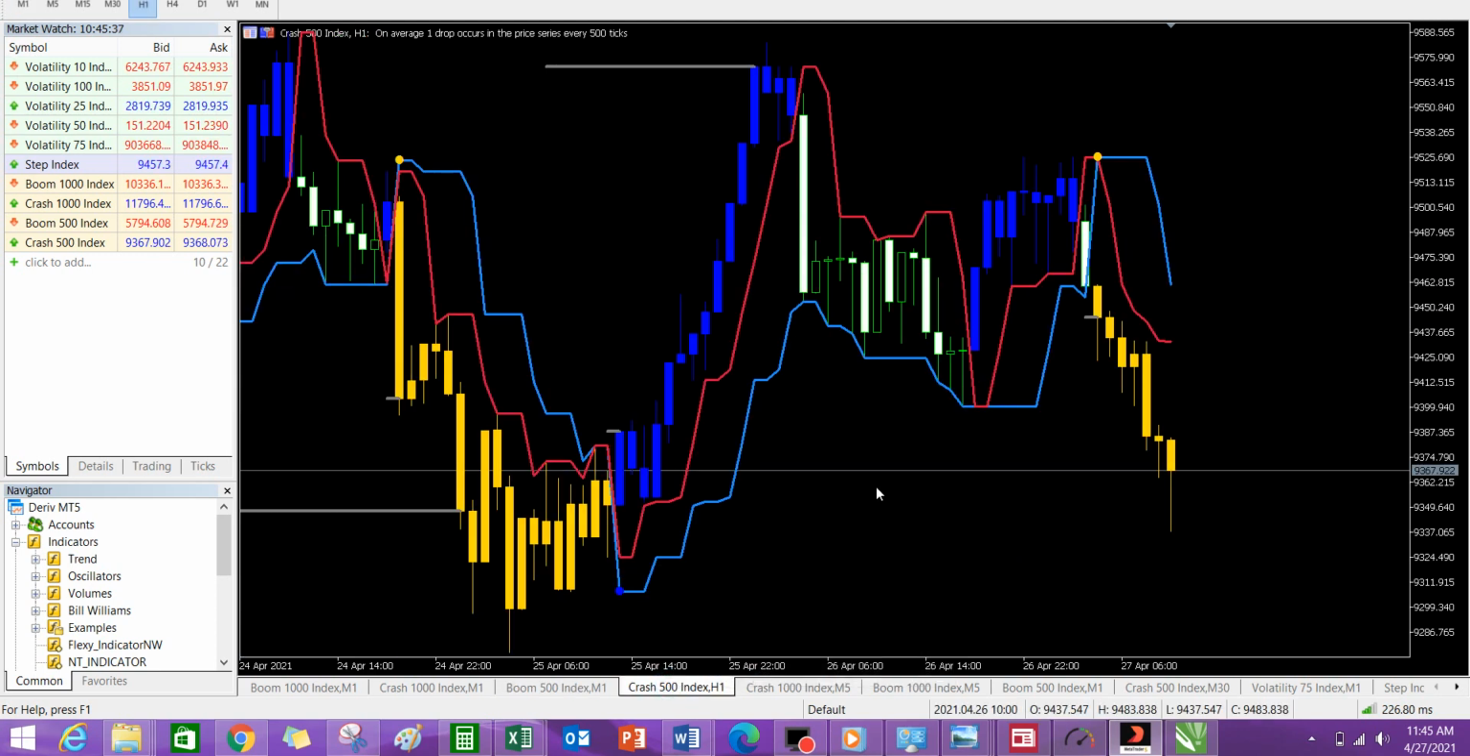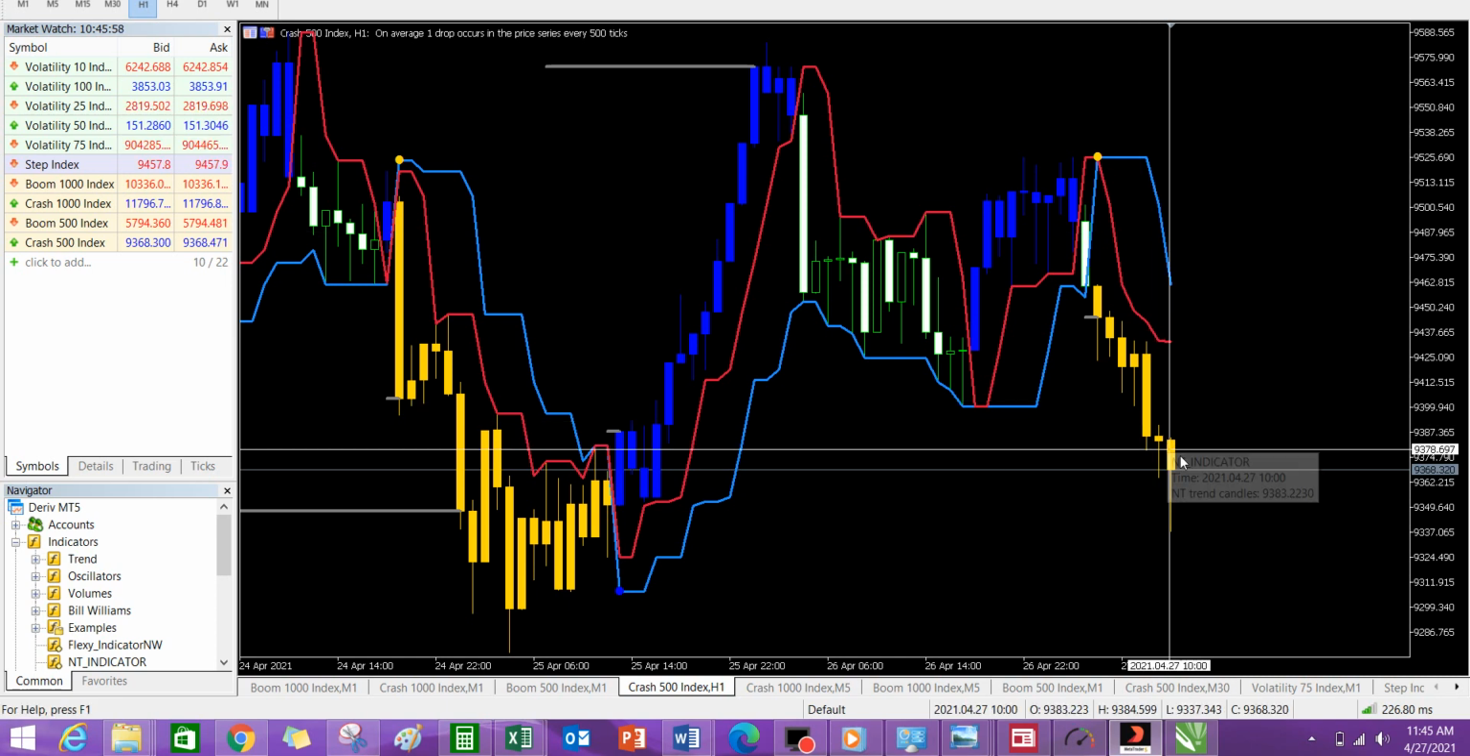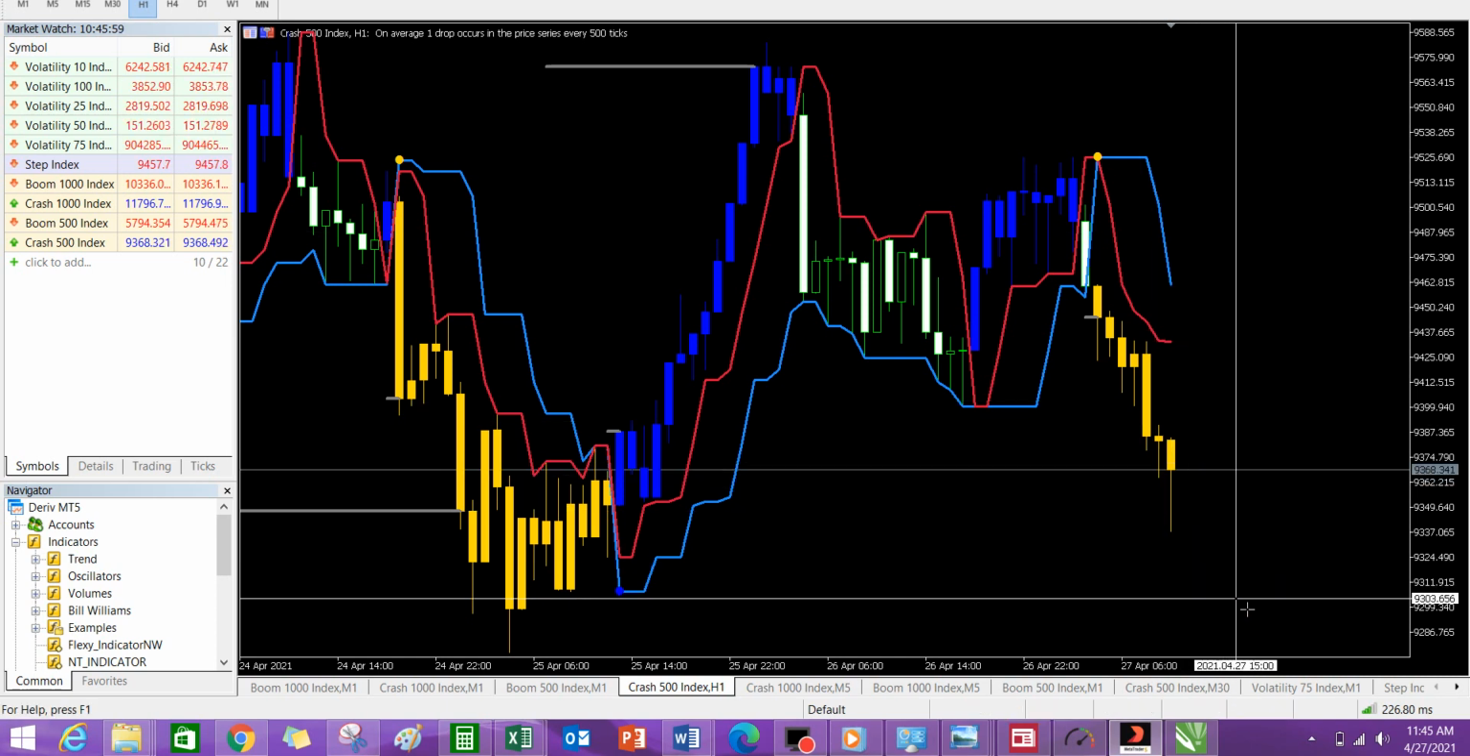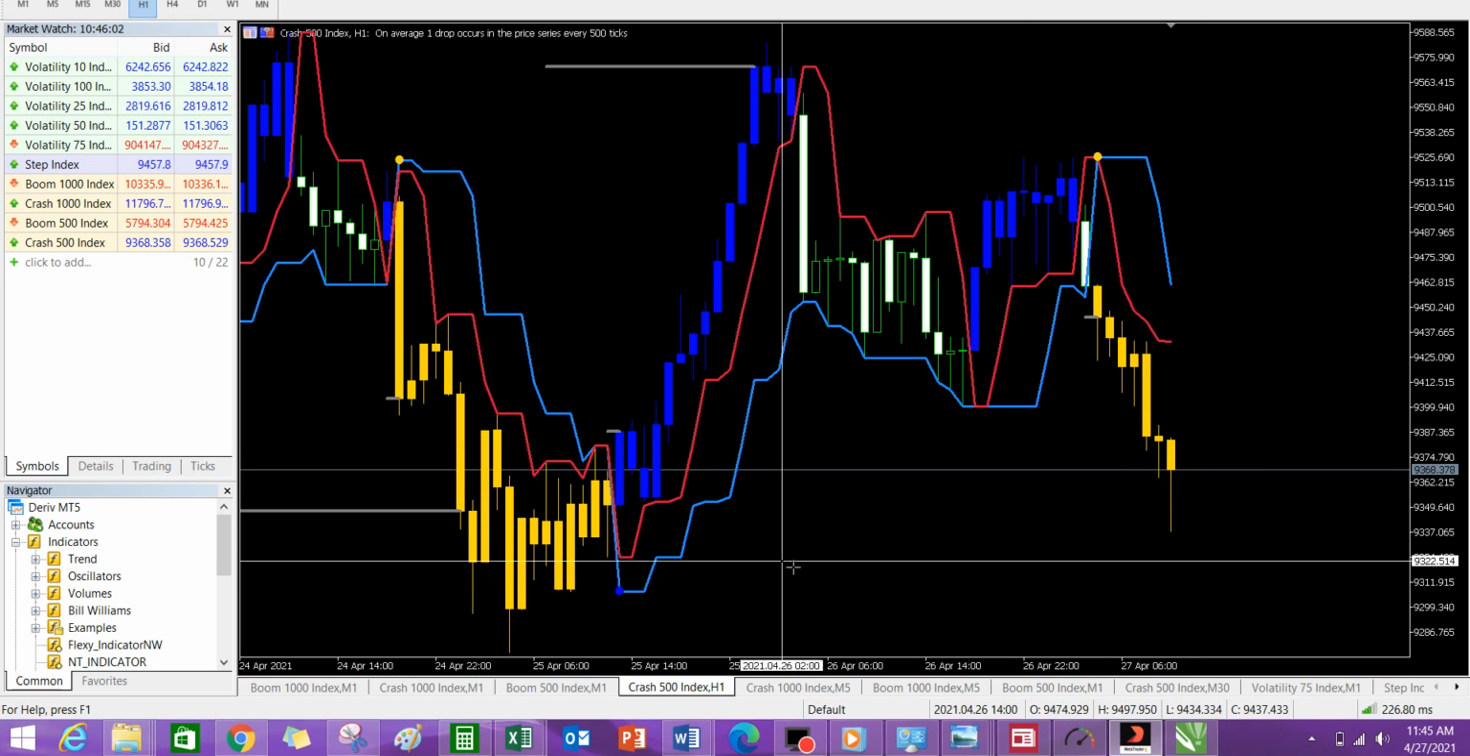Let's check out what is happening with crash 500 using the NT indicator. You can see the yellow ball here and the yellow candles being formed here, which means that the market is on a downtrend. It has gotten to this support level and it is trying to reverse a bit. If it is unable to break this resistance level that is here, then definitely the market will go back down to this level. That is the way it works.